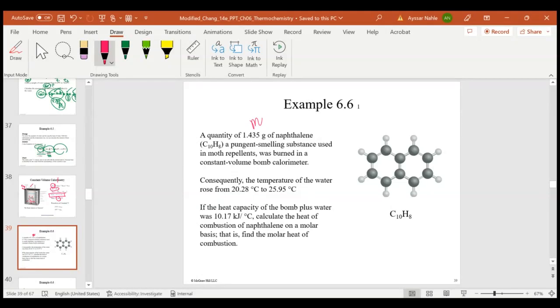C10H8, naphthalene, a pungent smelling substance used in moth repellent. You know where you use naphthalene, yeah? If you have a carpet and you want to keep the carpet from one year to the other, you put some naphthalene in there, you clean it, put naphthalene, roll it, and put it somewhere, not in the bedrooms, of course, okay? Keep it away.